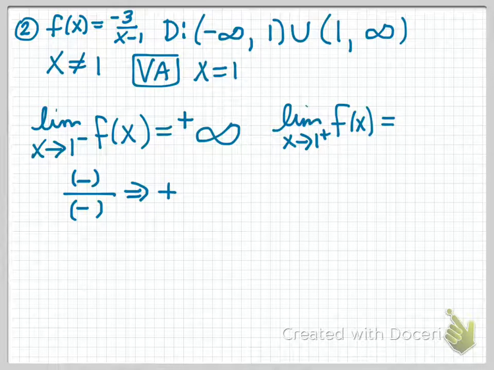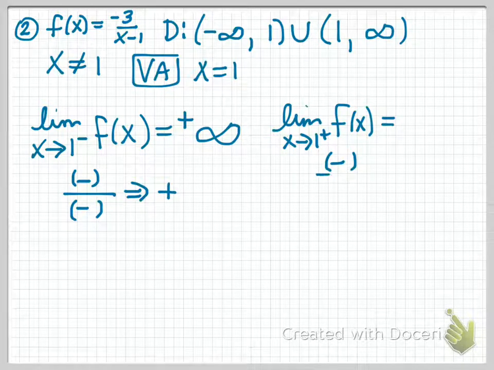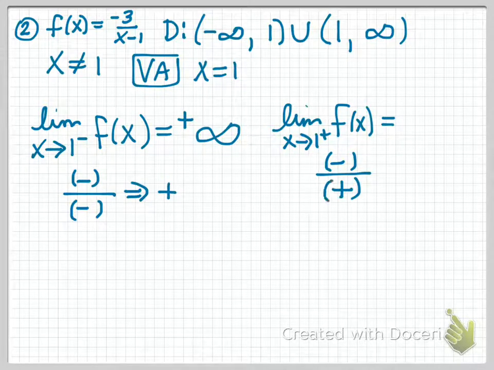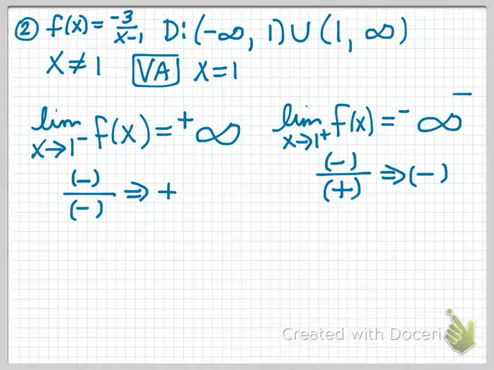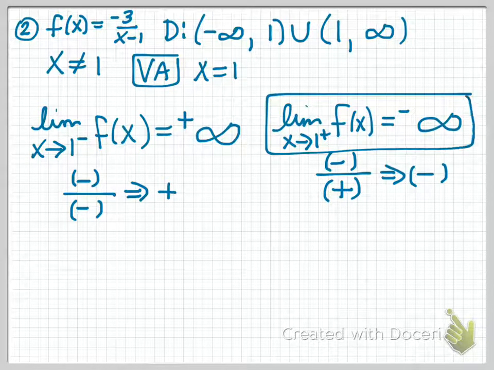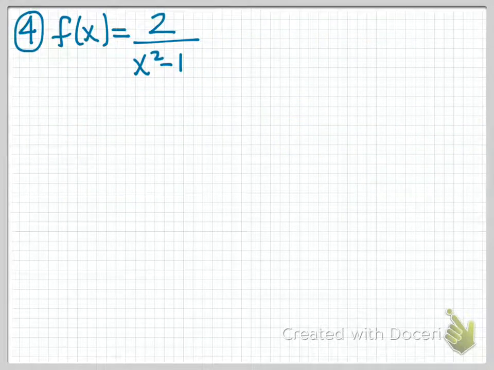We'll do the same thing now, but from the right we're going to look at maybe 1.1. Well, the top stays negative because it doesn't depend on x, but in the bottom, if I plug in 1.1, I would get a positive value. So now I have a negative divided by a positive, which implies that my result will be negative. So that means that on the right side, this function should go to negative infinity. And we're done with number 2.